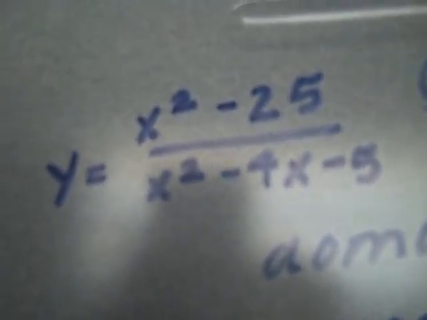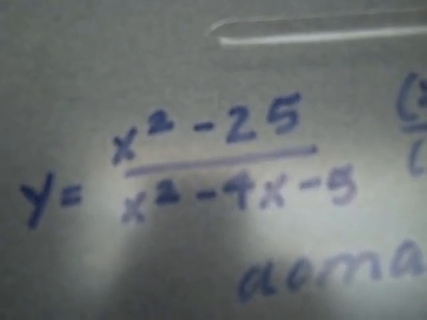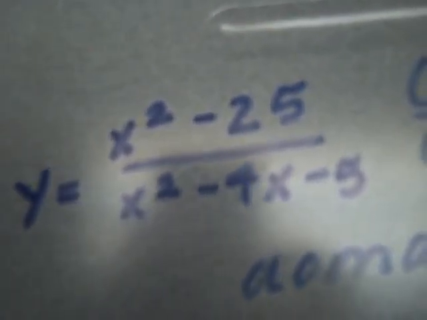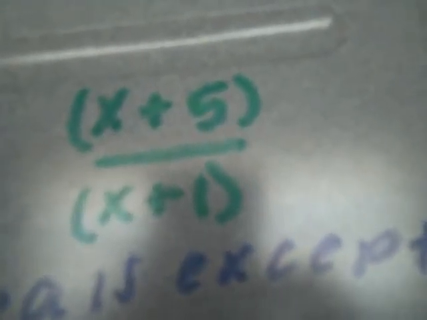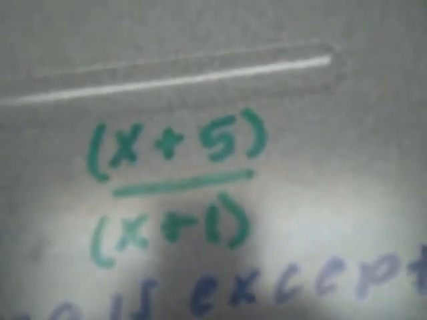We started with the equation y equals (x squared minus 25) divided by (x squared minus 4x minus 5). We factored that out and got (x plus 5)(x minus 5) for the numerator, and (x plus 1)(x minus 5) for the denominator. Since we have x minus 5 in the numerator and the denominator, we could cross those out because they cancel out. So our equation is x plus 5 for the numerator and x plus 1 for the denominator.